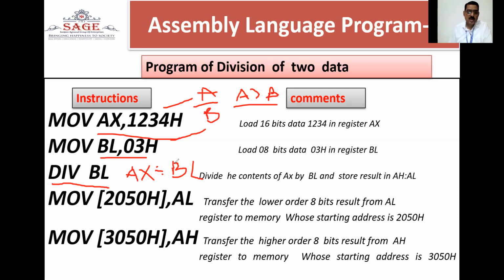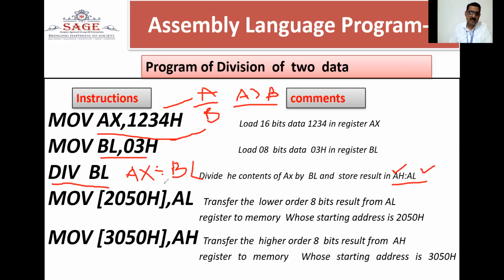So when we give the instruction DIV BL, AX will be divided by BL. In division operations, we know that there are two results: one is known as the quotient and the other is known as the remainder. The result will be stored in two parts in the accumulator, where AL keeps the quotient and AH keeps the remainder.